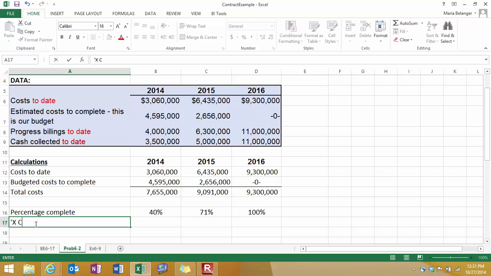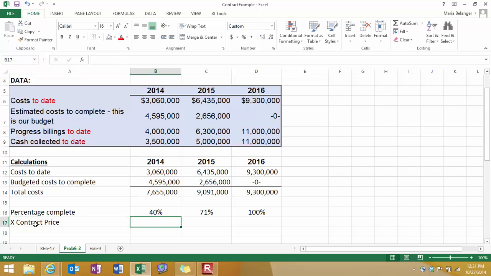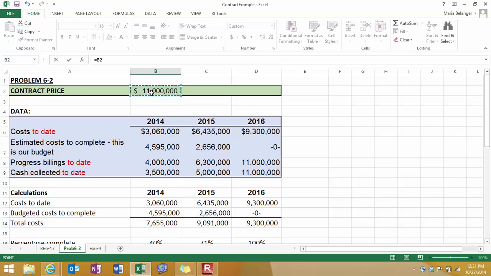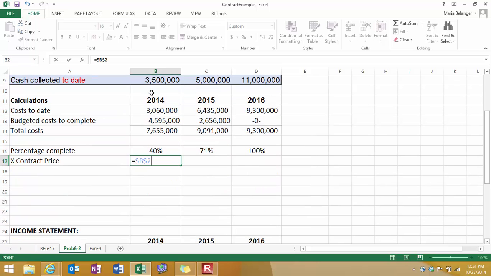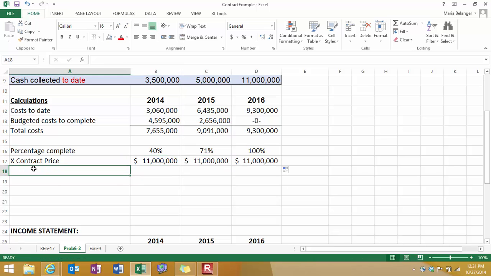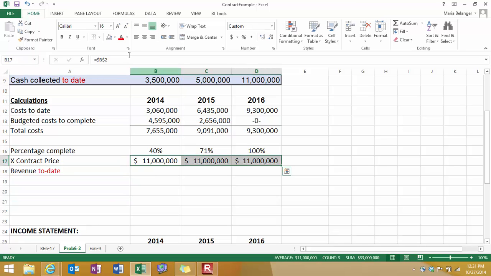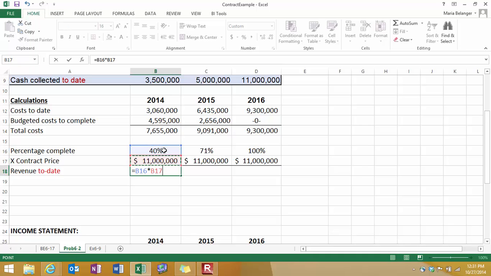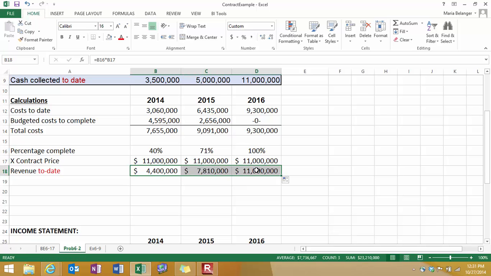So we're going to multiply this by our contract price of $11 million. So I'm just going to cell reference right here. And we use this to calculate our revenue to date. So revenue to date, I'm going to put that in red to highlight again that it's cumulative. So percentage completion times our contract price gives us the revenue to date for each year. And again, this is cumulative, so you can see in the last year that the revenue is $11 million, but that's the amount we're spreading over 3 years.